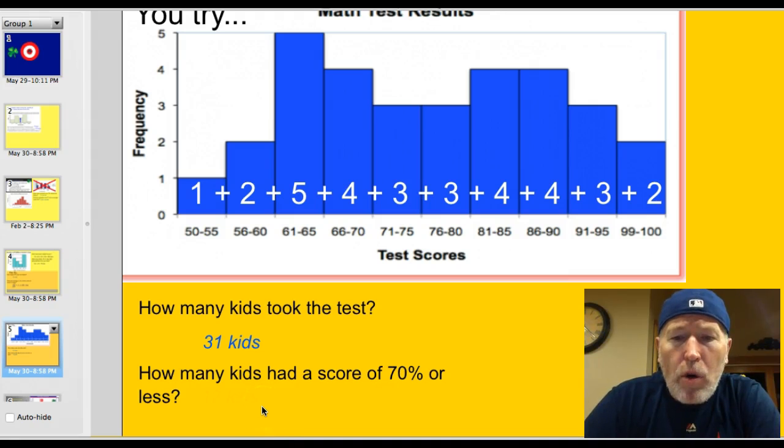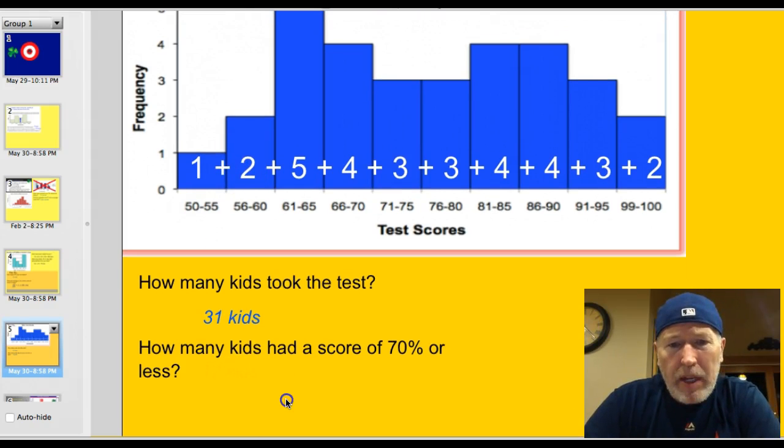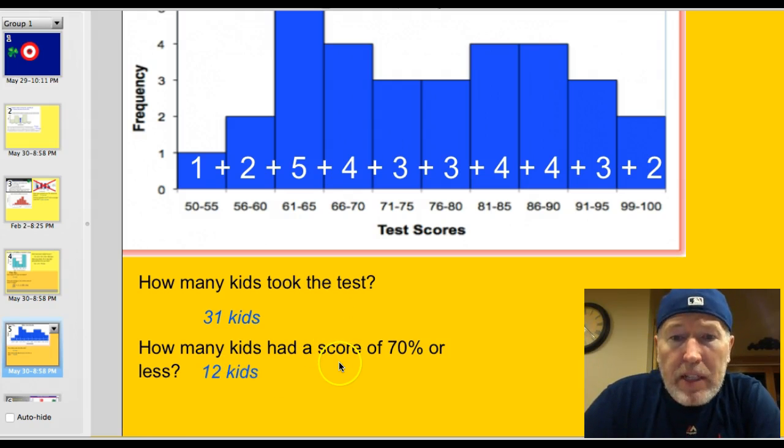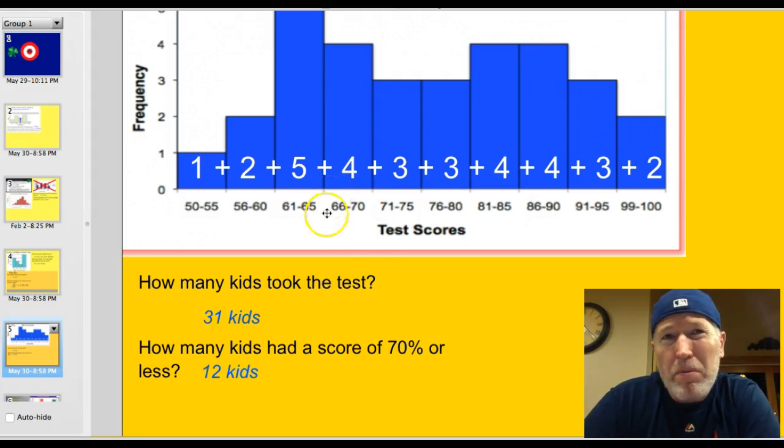How many kids had a score of 70% or less? Well, 70% or less would be all of these here. So it would be 4 plus 5 is 9. Here's 10, and 2 more is 12. So my answer is here someplace. There it is, 12 kids. 12 kids had a score of 70% or less. That's not too great, considering below 70 is typically a D.